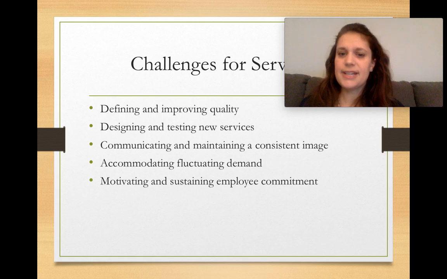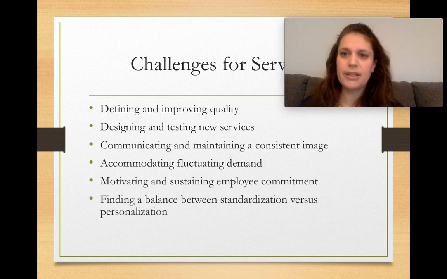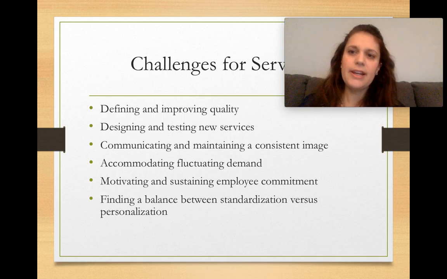Motivating and sustaining employee commitment. As I said before, we have a very high turnover rate in the hospitality industry. So, how do we decrease that turnover rate? And then finding a balance between standardization and personalization.